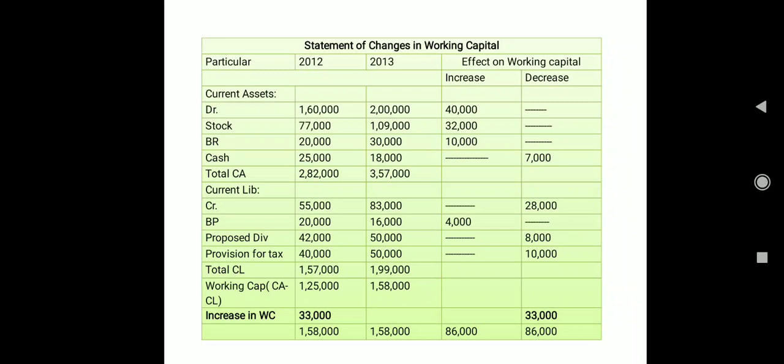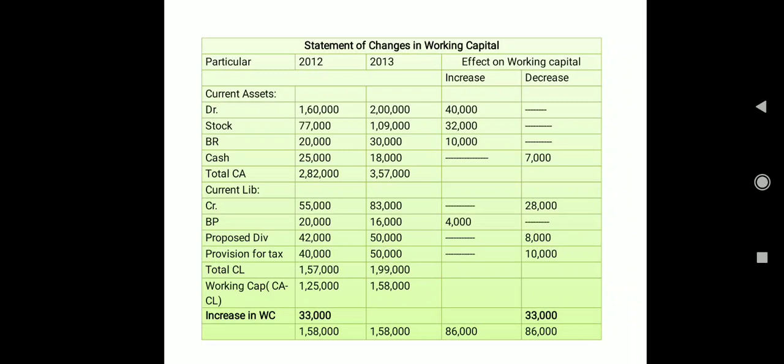Then we have to make the total of current assets for both year columns. And then we will move towards the current liabilities, and again we have checked creditors, bills payable, proposed dividend, and provision for tax are your current liabilities. And then we will just apply the rule. Increase in current liability, decrease in working capital. Decrease in current liability, increase in working capital. So with that we have worked with the creditors, bills payable and all, and now we have to make the total of current liability.